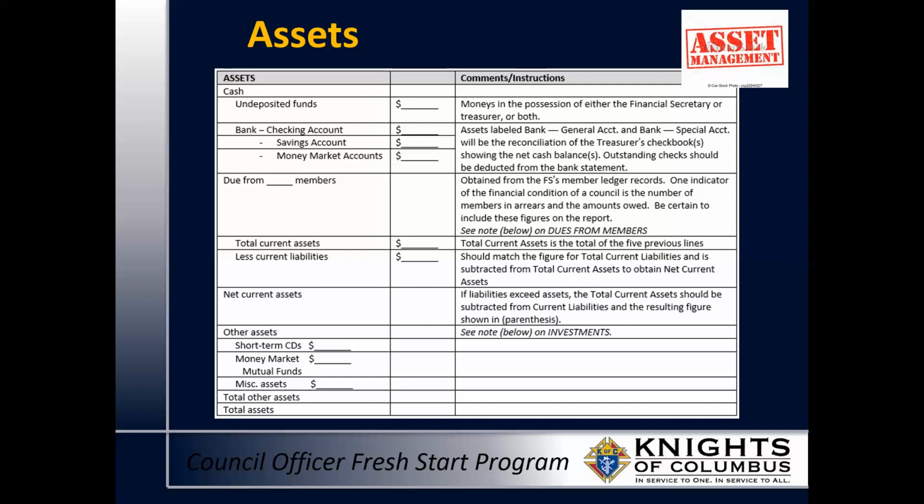Again, we have a total assets, which would be the accumulation of those lines we just talked about: undeposited cash, bank, and members that owe dues. Less the current liabilities, which I'll show you on the next slide, and that will equal your current net assets. And then any other assets you have, short-term CDs, money market accounts, miscellaneous assets. If you own any equipment, say you have a computer that the council owns, that has a value, that number would go in there. And then you have your total other assets, and then your total assets altogether.